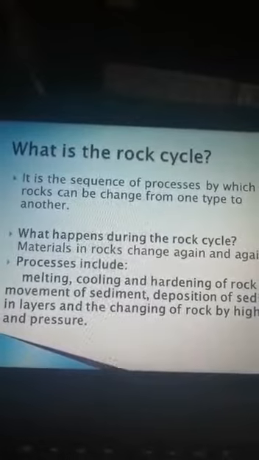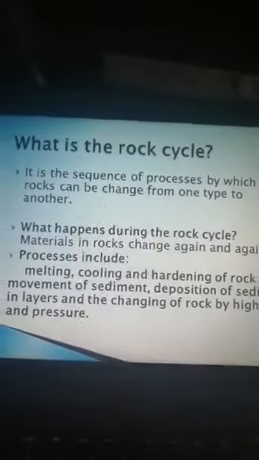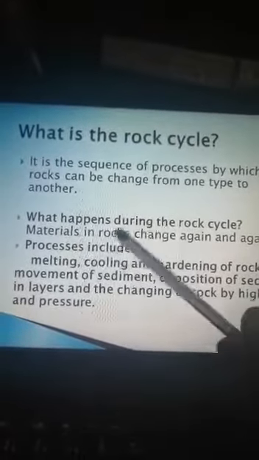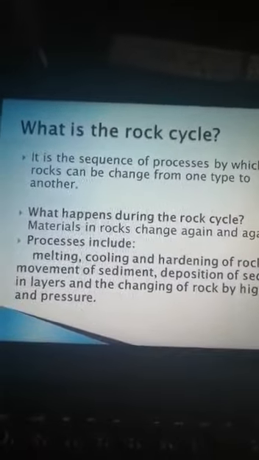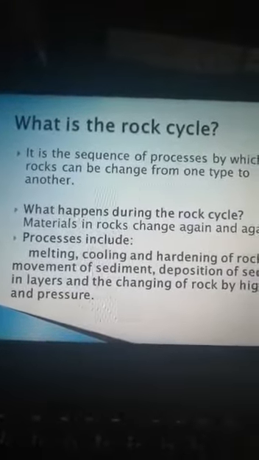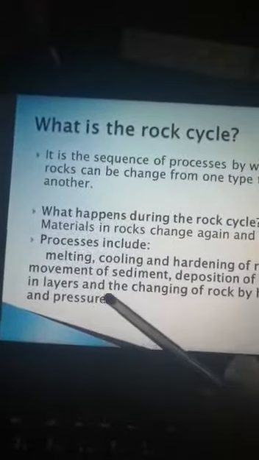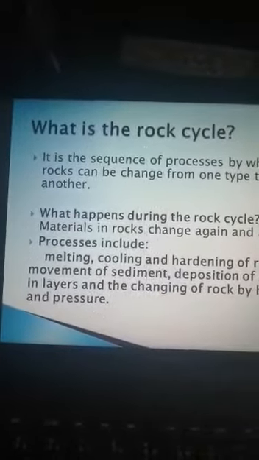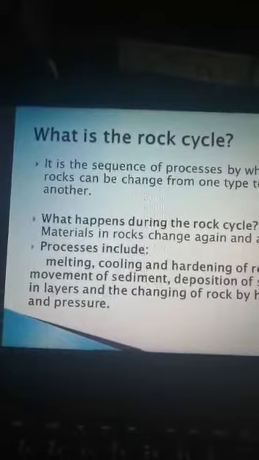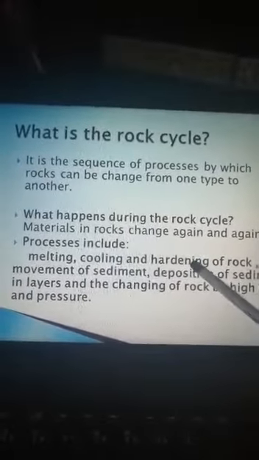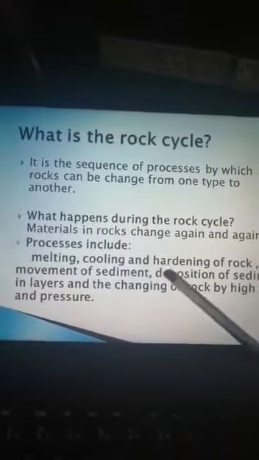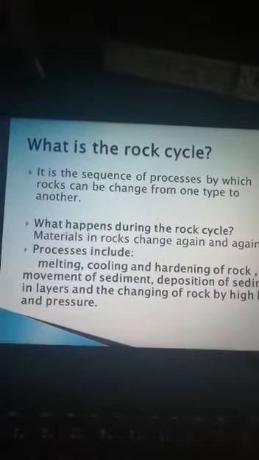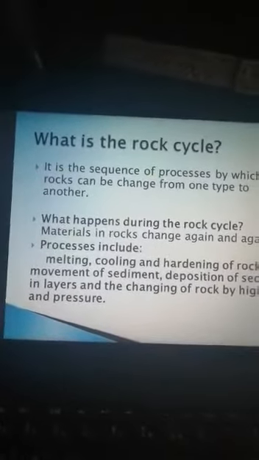The processes include what? Melting, cooling, and hardening of rock. Movement of sediment, deposition of sediment in layers, and the changing of rock by high heat and pressure. So, the rock cycle includes melting, cooling, hardening of rock, movement of sediment, deposition of sediment in layers, and the changing of rock by high heat and pressure.